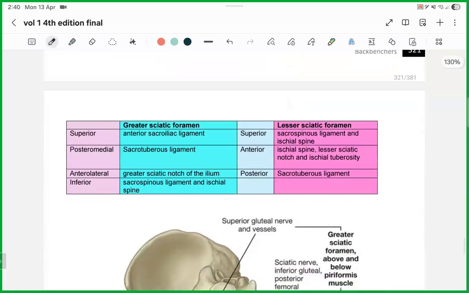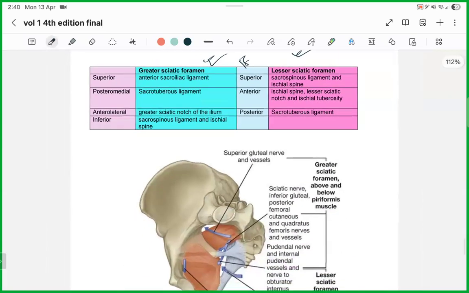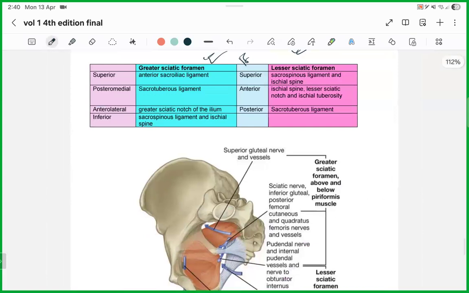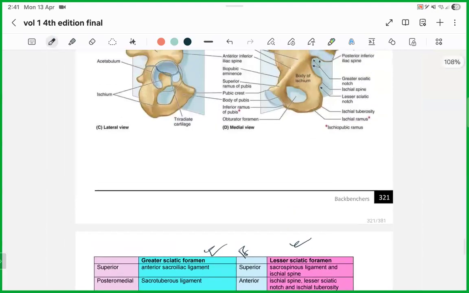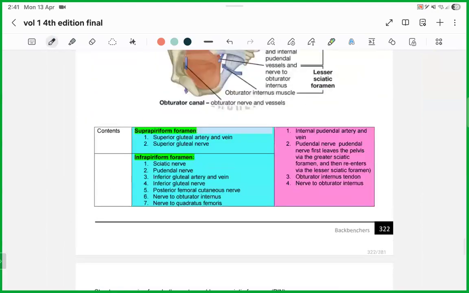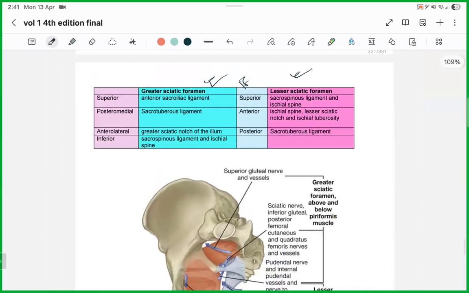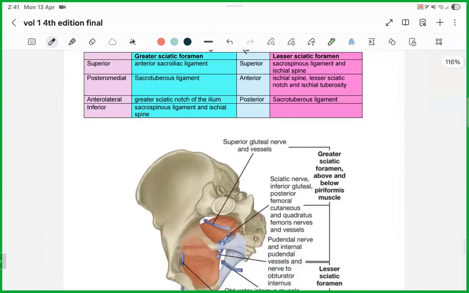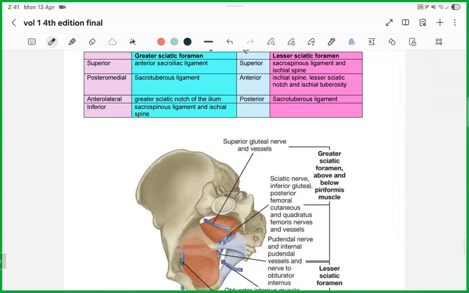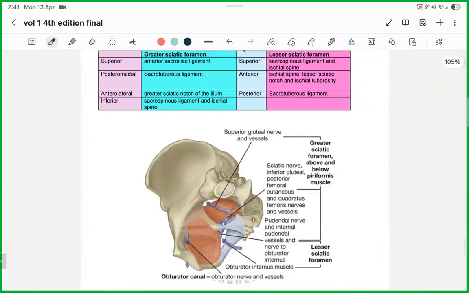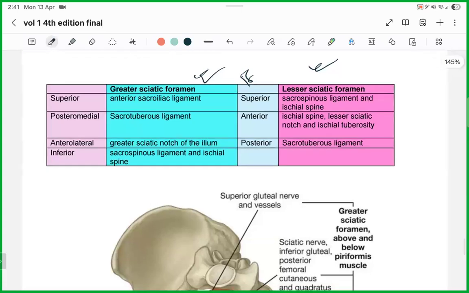Then greater sciatic foramen, lesser sciatic foramen: you need to know the boundaries. See, in the greater sciatic foramen, we have the anterior sacroiliac ligament superiorly, which we don't have here, where we do have the picture. So we don't have the picture here, but I'll show you in 3D at last.